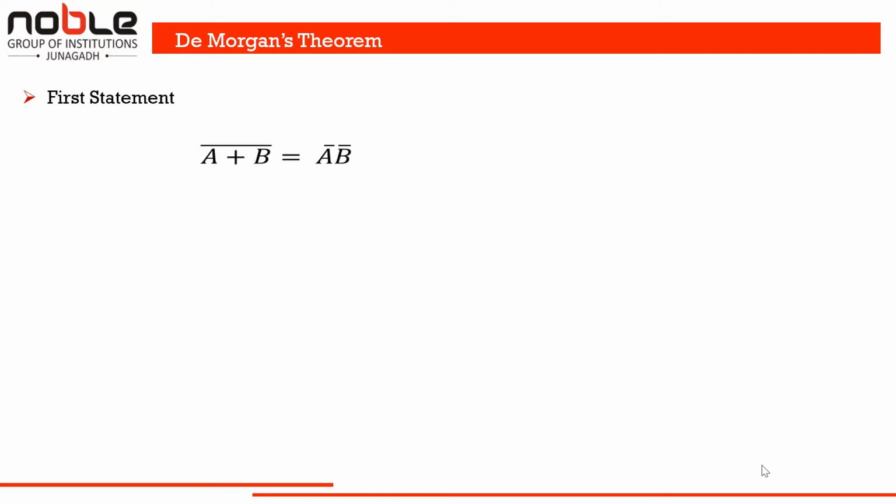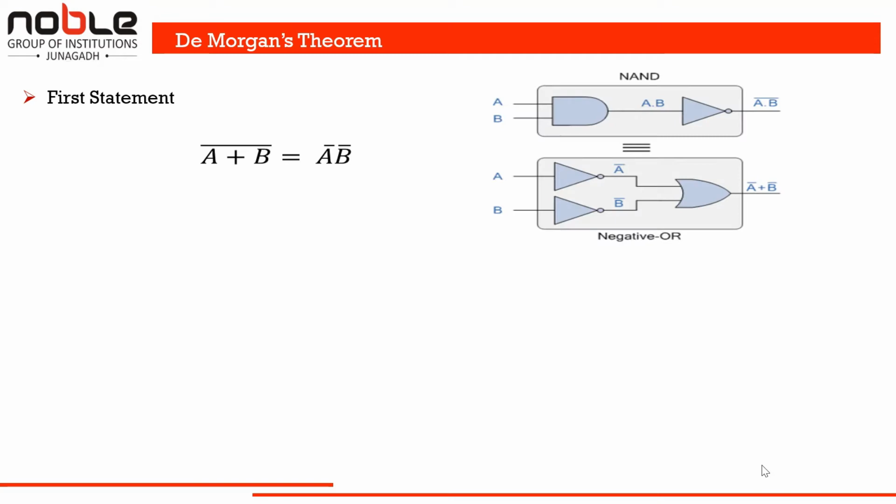Let's explain this statement with the figure. In the figure, the above part shows an AND gate having two inputs, A and B, while the output of this AND gate, A dot B, is connected to the input of a NOT gate. So the output of that NOT gate is (A dot B) whole bar. Meanwhile, a negative OR gate is shown here.